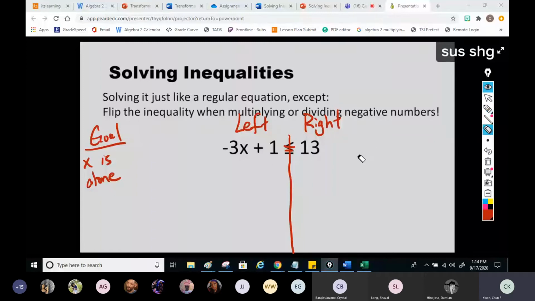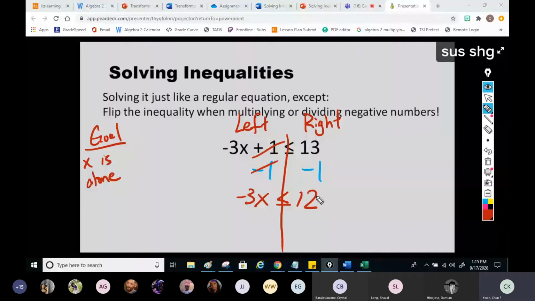So we will first work on the positive 1. We have the positive 1 right here. We have to move it to the right. So that means we're going to do a -1 on the left, -1 on the right. So +1 and -1 cancel out. You get -3x, and keep this guy for now. And then 13 minus 1 is 12. Okay, so this is just the same as solving an equation. So get rid of the +1. You do a -1 on the left, do a -1 on the right.